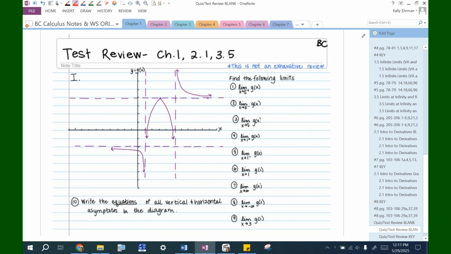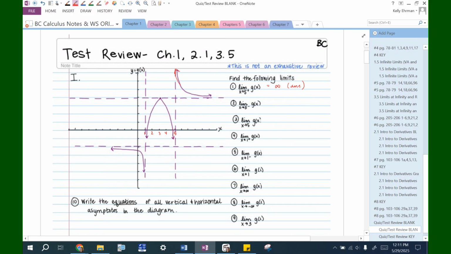So find the following limits. The limit as x approaches 5 on the right. So I need to number these tick marks down here, otherwise I will mess this up. So 5 on the right is up here. That limit is equal to infinity, does not exist. If you know the direction in which the limit is going, make sure you say that, like infinity.